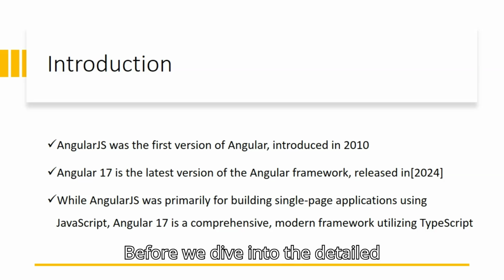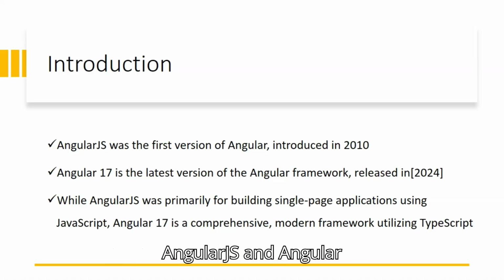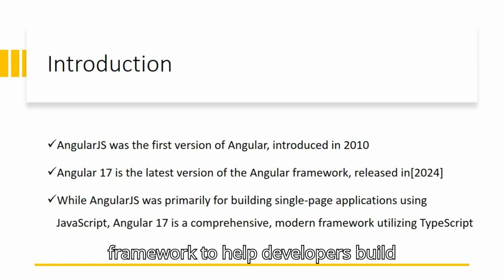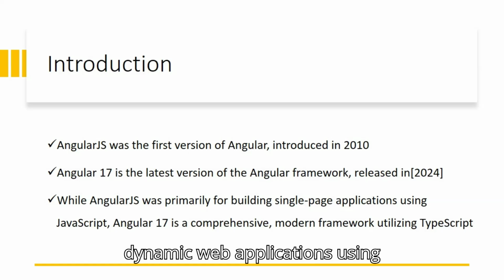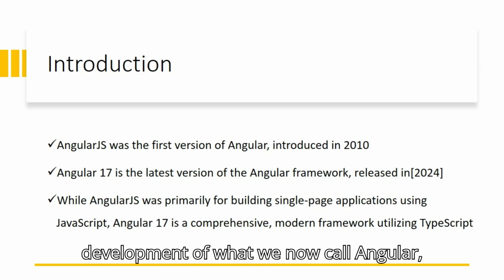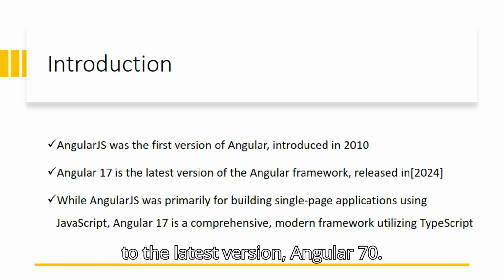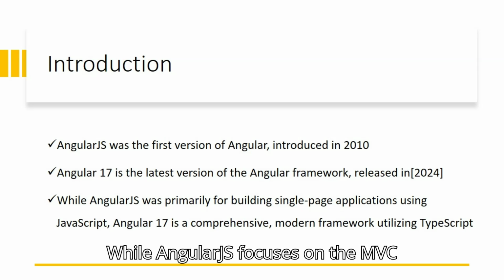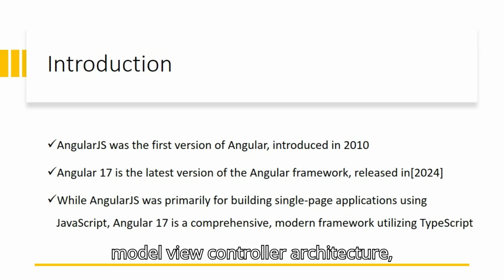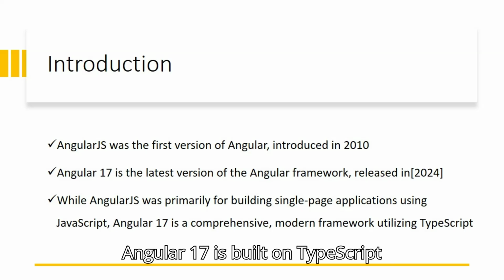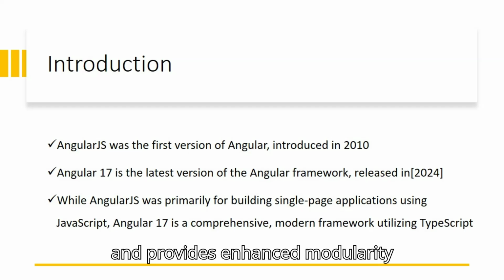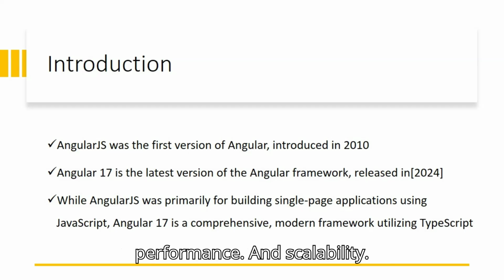Before we dive into the detailed comparison, let's briefly introduce both AngularJS and Angular 17. AngularJS was introduced back in 2010 as a framework to help developers build dynamic web applications using JavaScript. However, over time, the need for modern features led to the development of what we now call Angular, starting from version 2 and moving up to the latest version, Angular 17. While AngularJS focuses on the MVC (model view controller) architecture, Angular 17 is built on TypeScript and provides enhanced modularity, performance, and scalability.